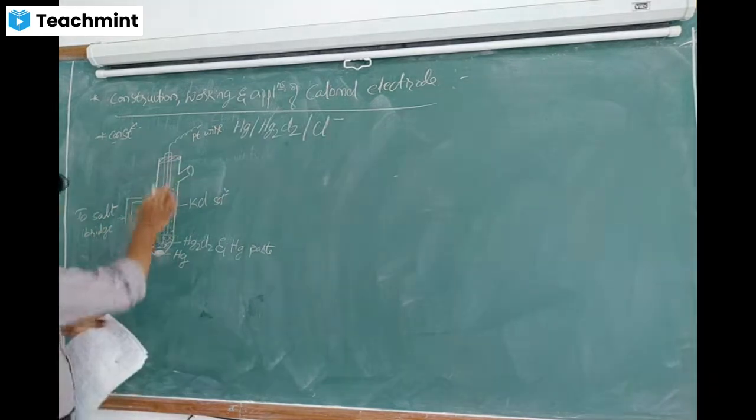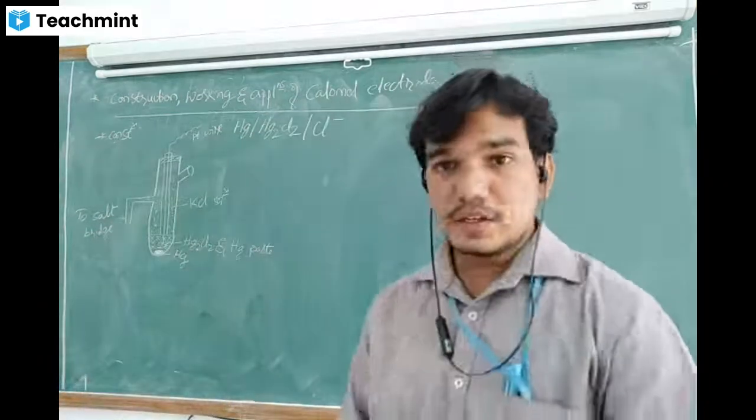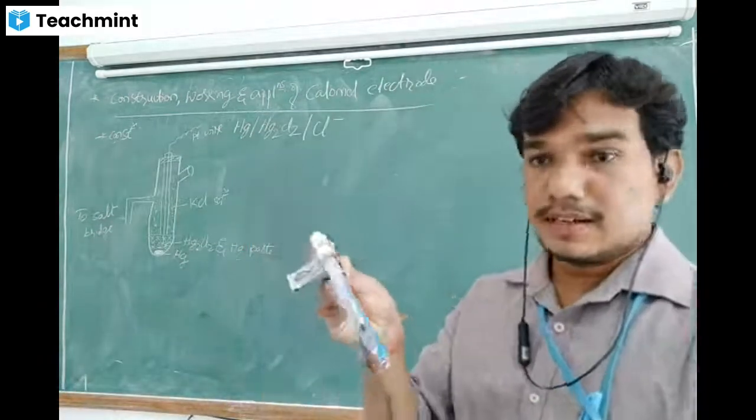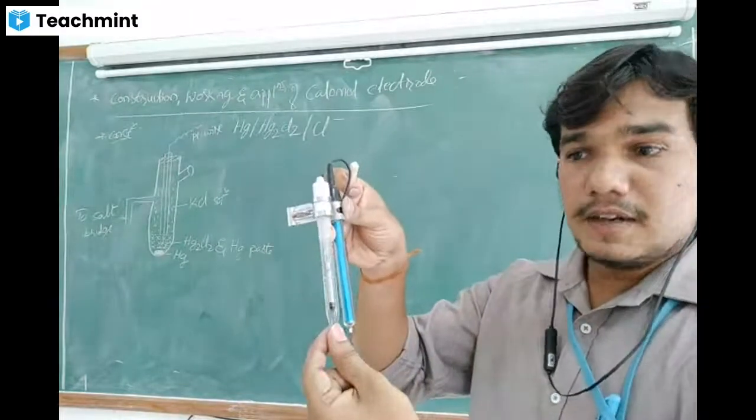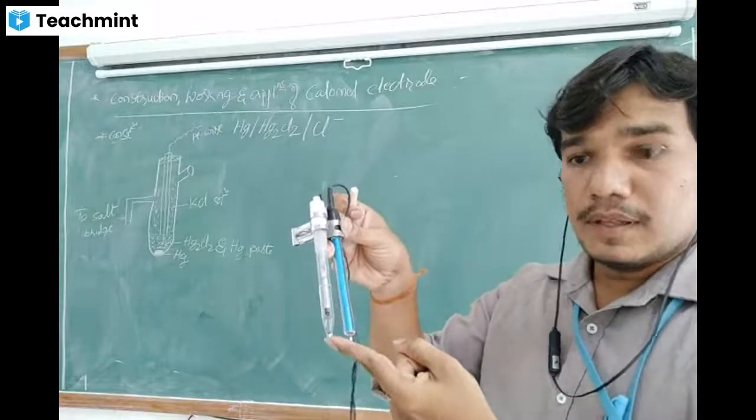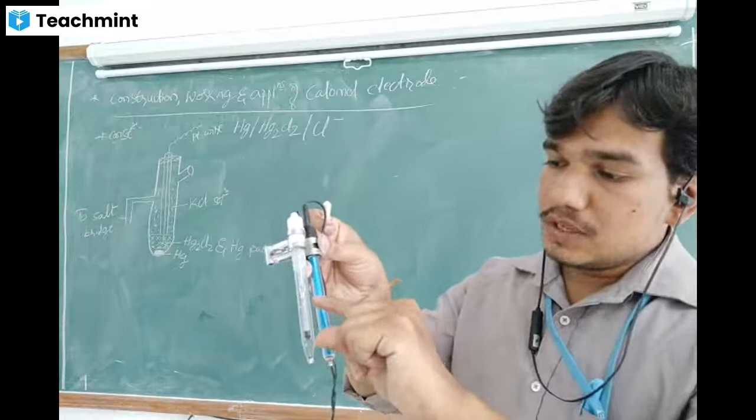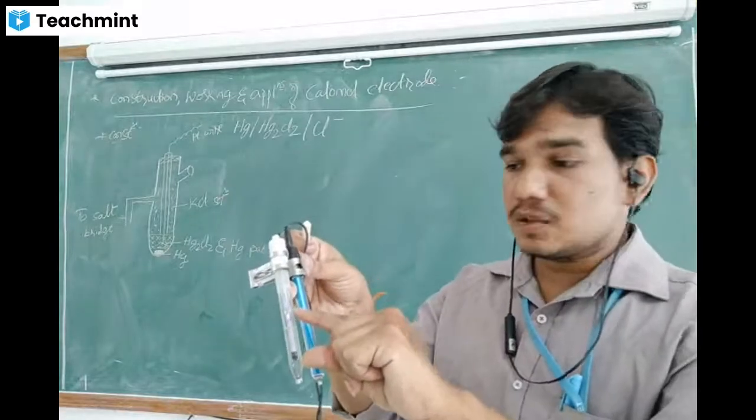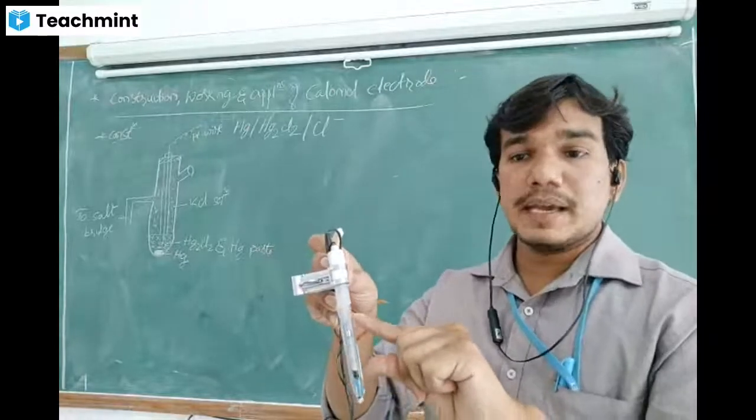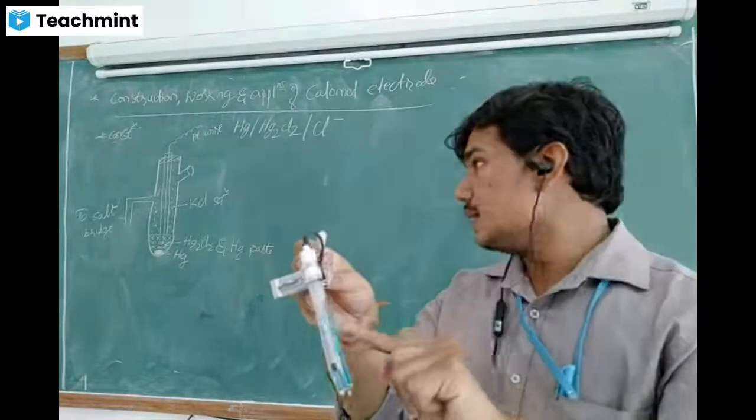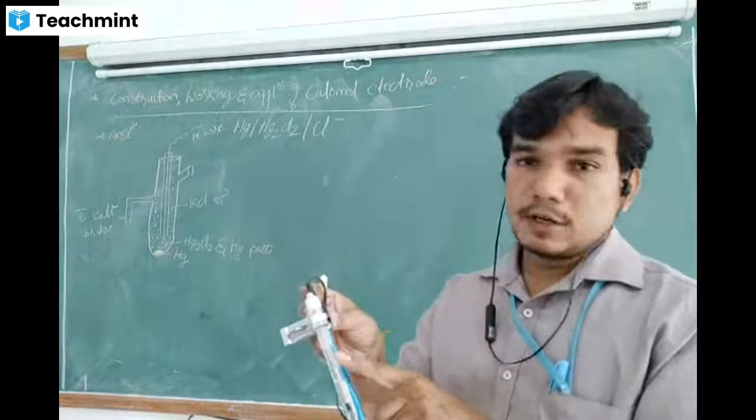I already shown you here. This one is a calomel electrode. It consists of a glass vessel. At the bottom a pure high grade mercury is placed, over which a paste. Which paste? This one, mercurous chloride, that is an insoluble or sparingly soluble salt, and mercury. A paste of mercurous chloride and mercury.